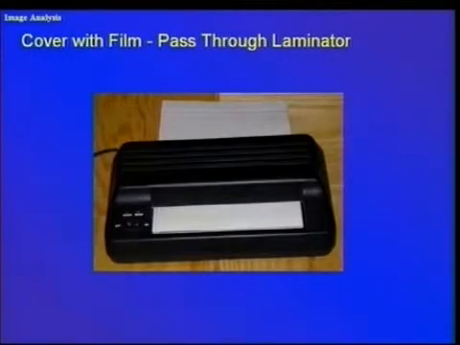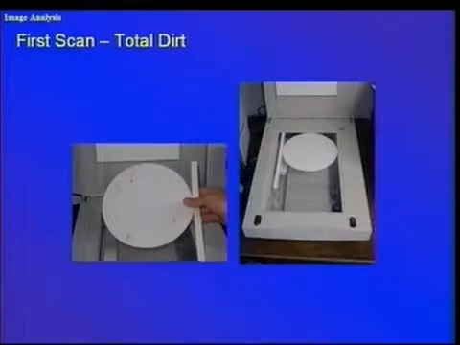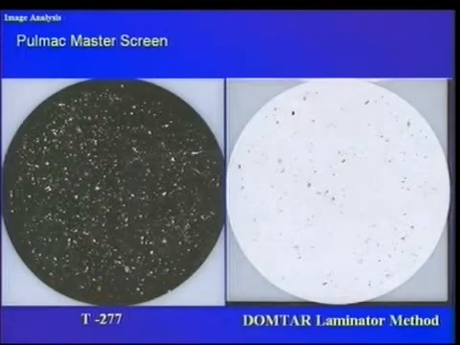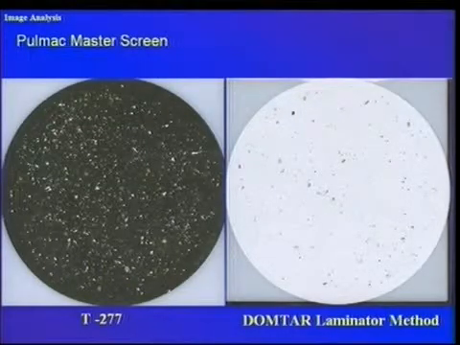And here you see an office laminator, and the filter paper is attached to the laminate and separated. First all the dirt is measured, and then you separate the film and you make a second scan and measure the stickies.